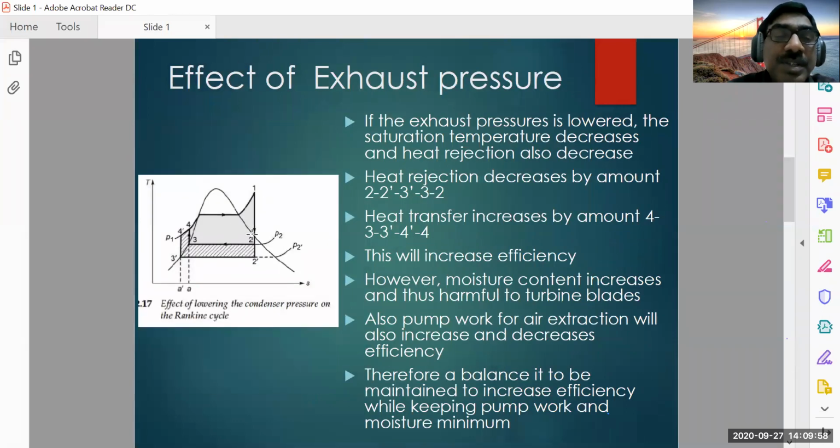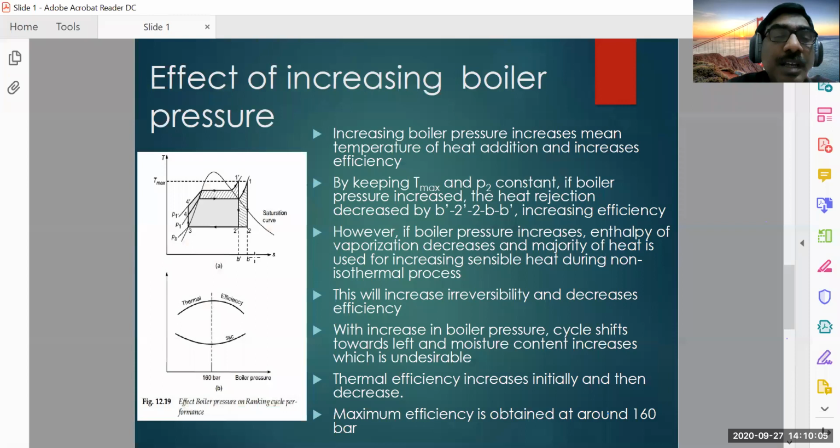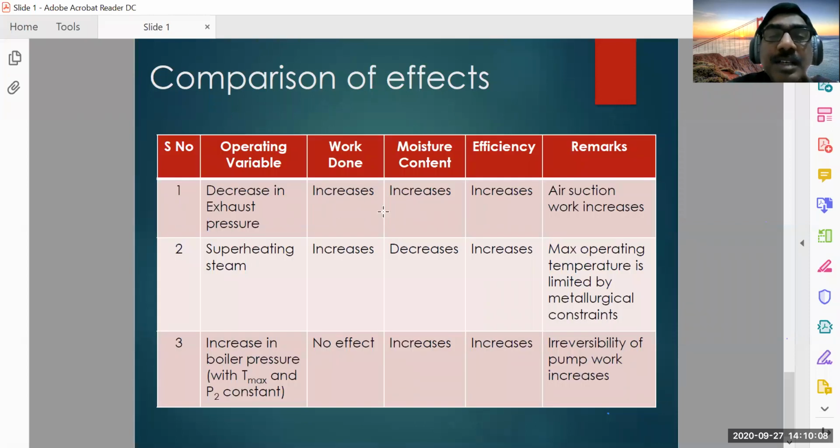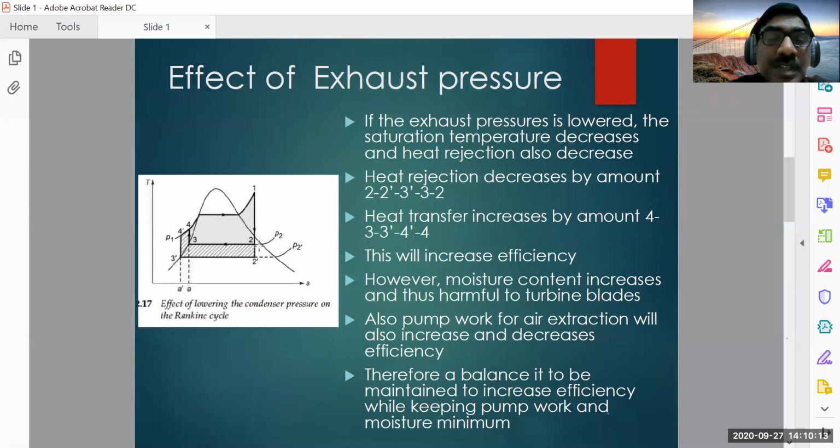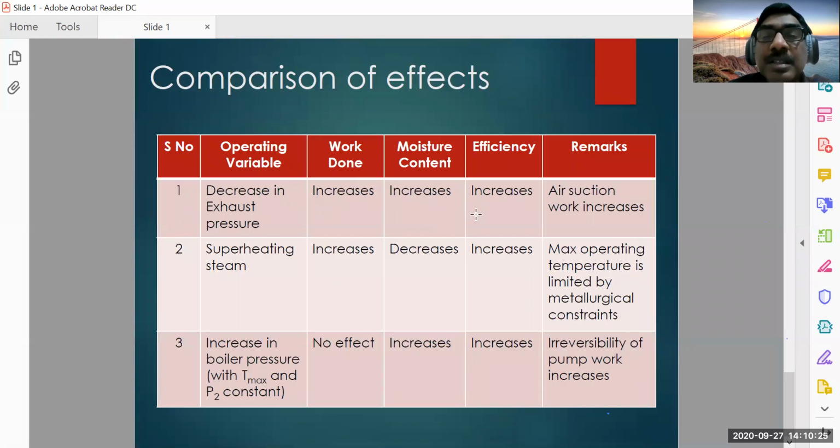See, the turbine expansion is this one. Instead of from here to here, you are expanding from here to here, 1 to 2 dash. So the work done will be increased. So the work done is increasing. Similarly, the moisture content also is increasing. Because of this reason, if you are stopping at this point, this is the moisture content. But if you are continuing expanding till this point, this is the moisture content. So the moisture content also will increase and efficiency will also increase. But here the side effect is that air suction work will increase.